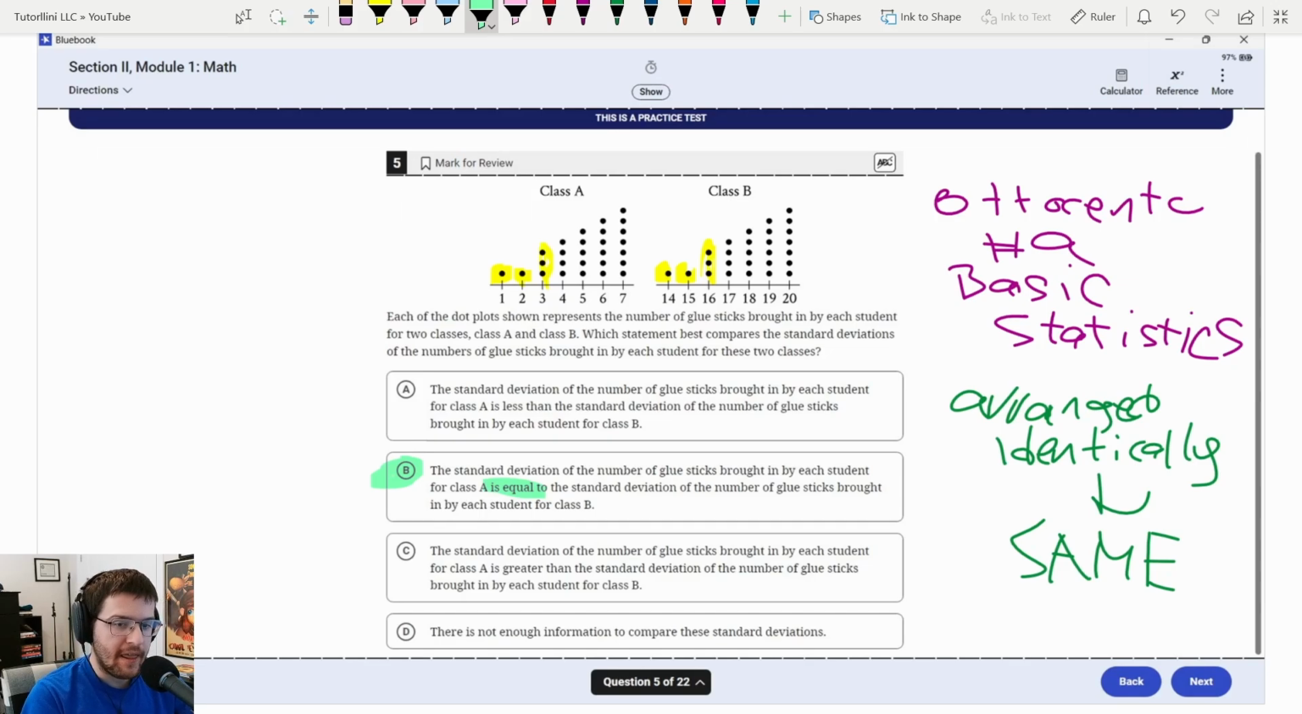Worth mentioning that the mean and median would not be the same. The mean and median of class B would be bigger. Maybe it's like 17, 18, something like that. But here the mean and median is maybe like 4 or 5. So the mean and median would be different, but the standard deviation is the same.